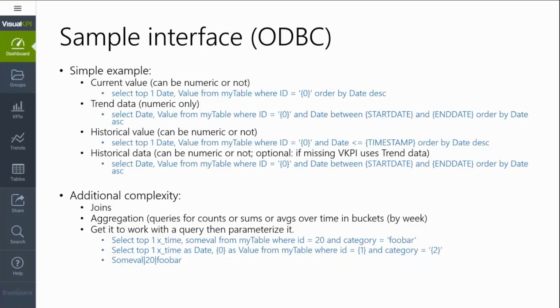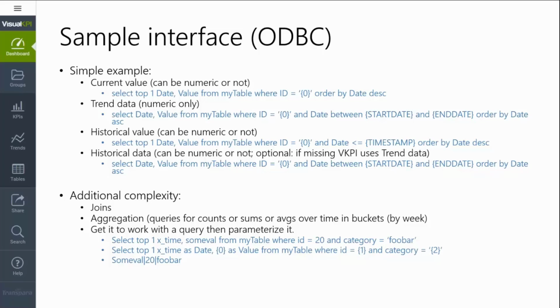And the third one that you're going to need to write is historical value, and that is basically if I go back a week, what was the value a week ago, or what was the value on January 3rd? And that's, again, a pretty simple query. Date and value from the table where the parameters equal this, and date is less than or equal to whatever that user passed in. And timestamp is another one of our reserved words. We'll string replace that with whatever date they want to see.